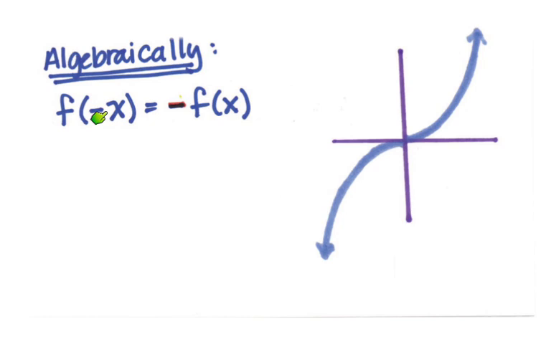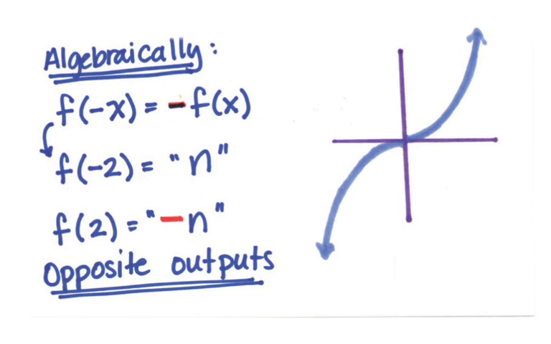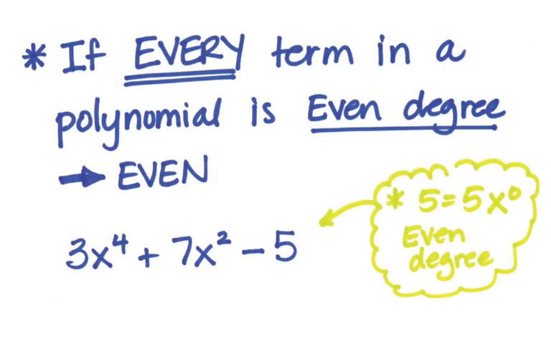If we do this, plug in opposites, the outputs, where I have a positive f here and a negative f here, that means we get opposite outputs. So another way to look at that is I plug in a -2, I plug in a +2, I get some output, let's say it's n. Then I do this to the other one, and I get the opposite. I get the -n. That means I've got an odd function. So this is algebraically. When we look at the graph, that's graphically.